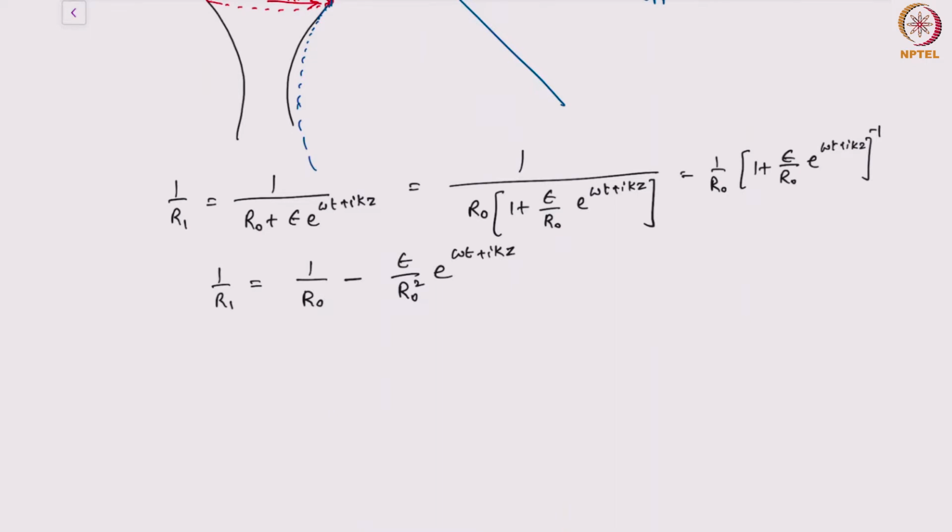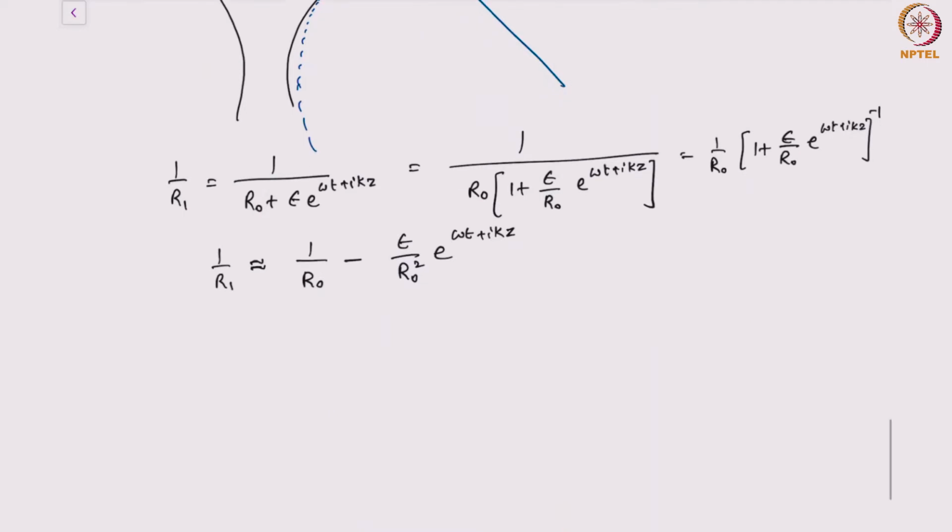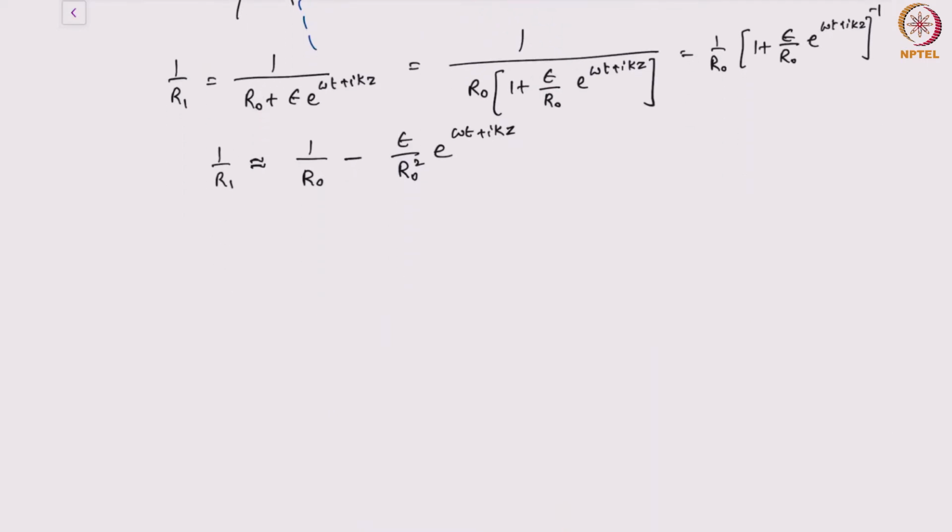I want you to remember that epsilon has units of length because it's an amplitude of the radius. So epsilon by R0 square also has units of 1 by length. So this is an approximation. This is my expression for 1 by R1. What about 1 by R2?